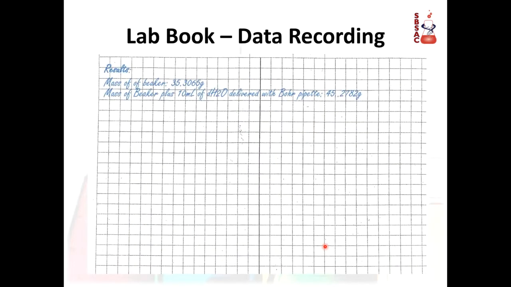Together with that, you should record the data. So you should have a section for your results, where you record different things, the mass of the beaker, the water, and so on. And then a separate section where you do all your calculations. So how did you calculate the mass of the water? It's about subtractions. These are just examples there.